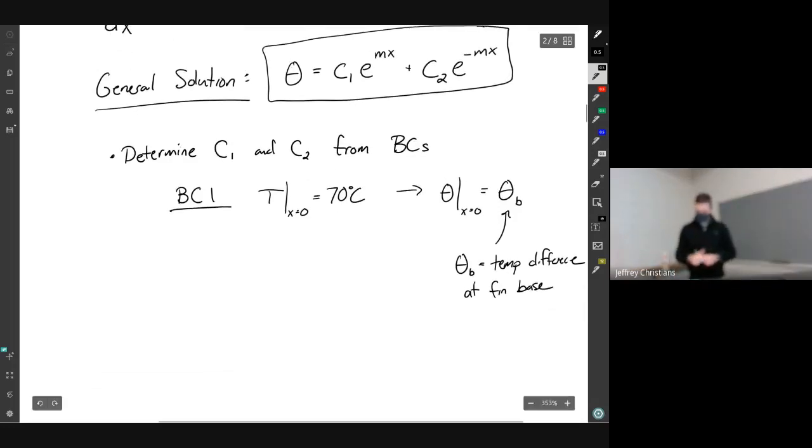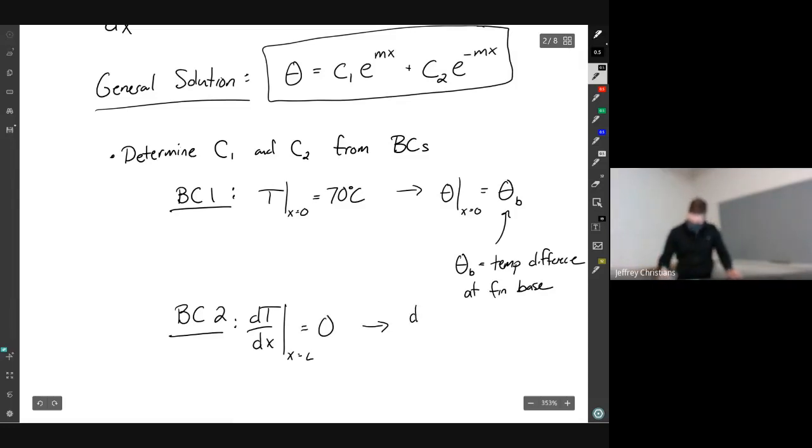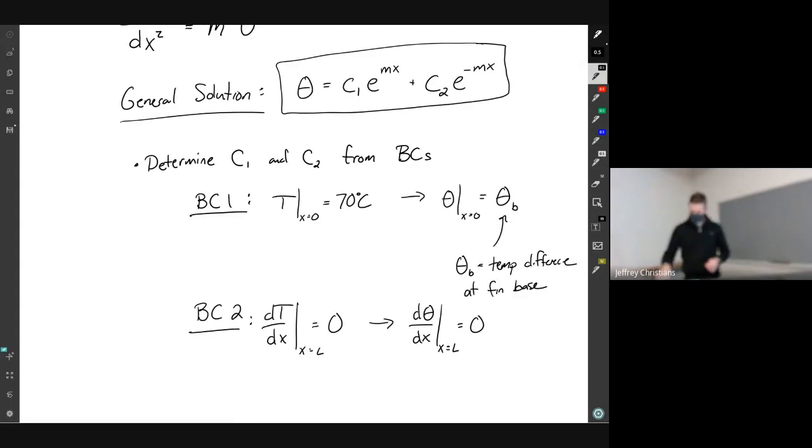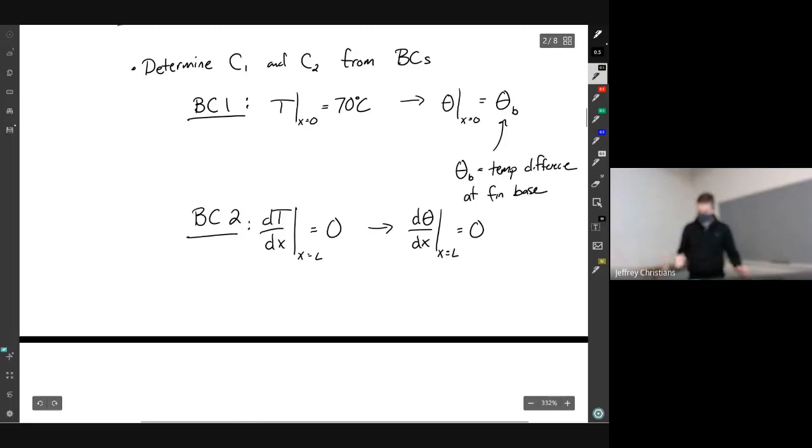Okay. Our second boundary condition was dT dx evaluated at x equals L was equal to 0. So that becomes d theta dx equals 0. Okay, so let's actually use these boundary conditions now with our general solution.